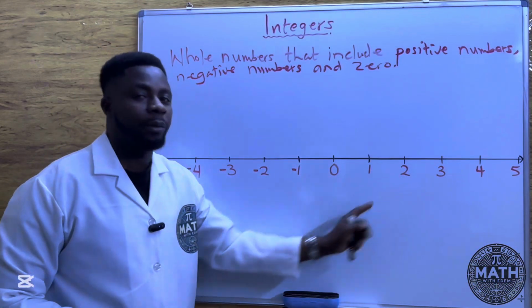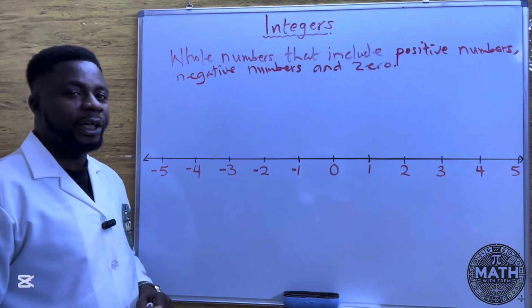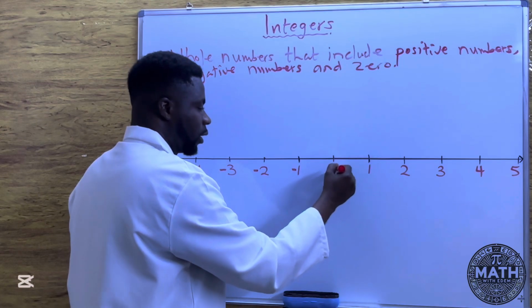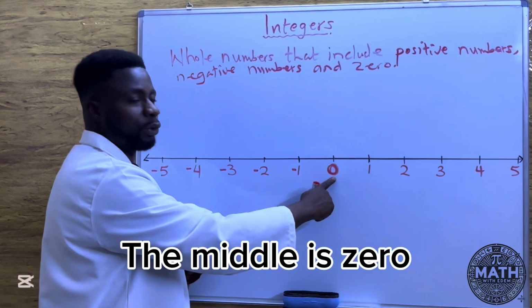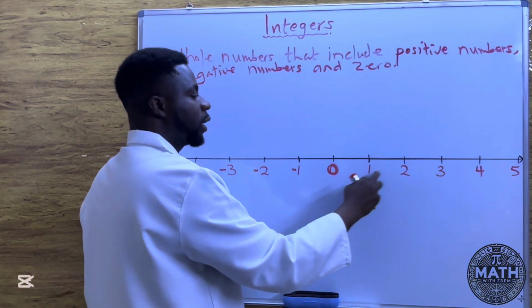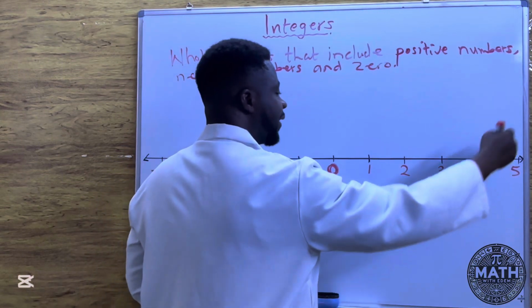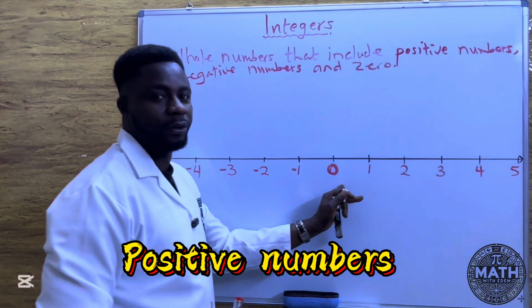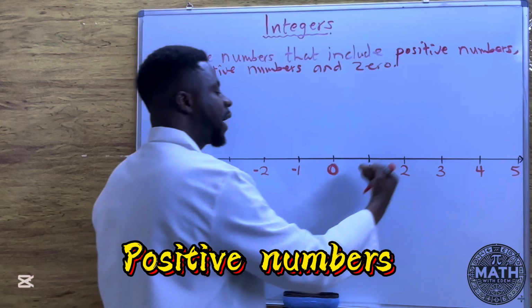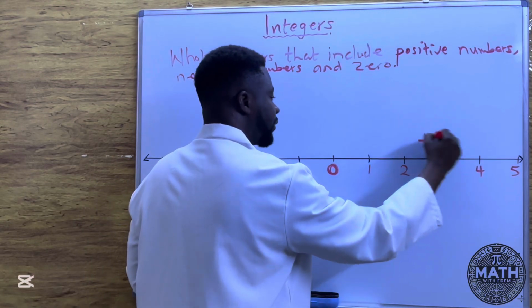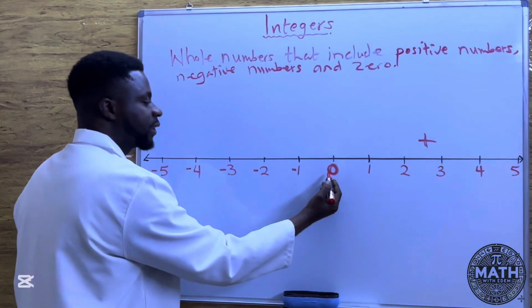So let's look at the number line. Now in the number line, here is 0. You realize that the middle is 0. Now at the right side of 0, we have 1, 2, 3, 4, 5 going. These are called positive numbers. The right side of 0, they are called what? Positive numbers. Now 0 is in the middle.